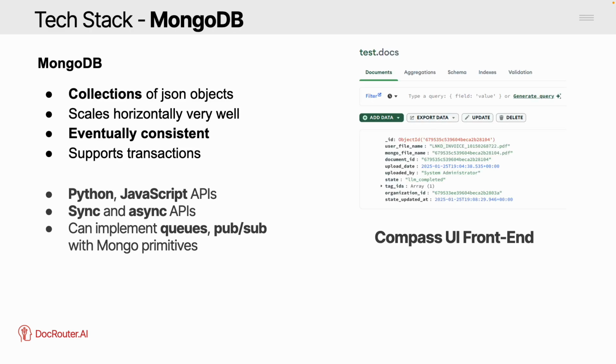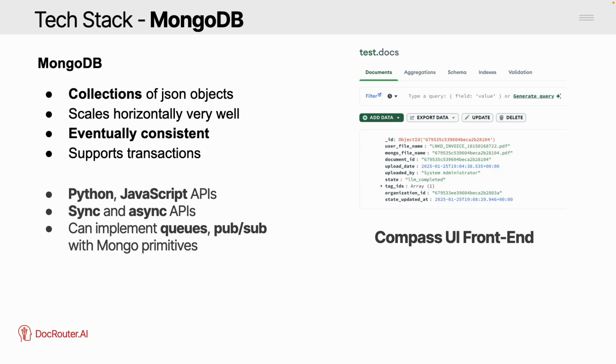And the choice of MongoDB, well, my thinking is to always use the simplest tool that solves the job. And in some sense, the document router is, if you want, the simplest tool that sits on top of LiteLLM that is able to process documents at scale. So yeah, MongoDB is just basically a collection of JSON objects. And it scales horizontally very well.